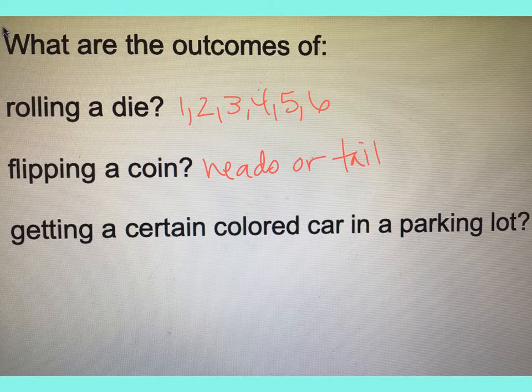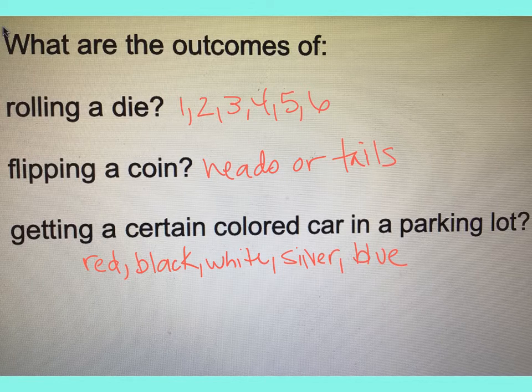And what's the outcomes of getting a certain colored car in a parking lot? Raise your hand. Good. If you said red, black, white, silver, blue, basically you could say any color that cars are made. So there could be more, but basically I just want you to get the use of, if I just say what outcomes are possible, you're just going to say what can you get. If I said you have some marbles in a bag and these are the colors, and I would say what are the outcomes, you would just basically list the colors.